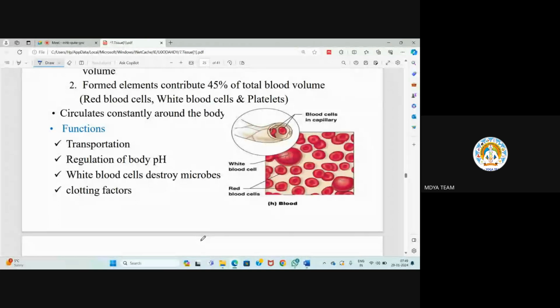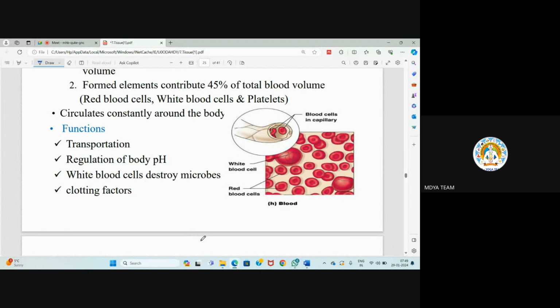White blood cells destroy microbes. We all know white blood cells are the army of our body, the defense mechanism of our body. And clotting factors, a very important one.